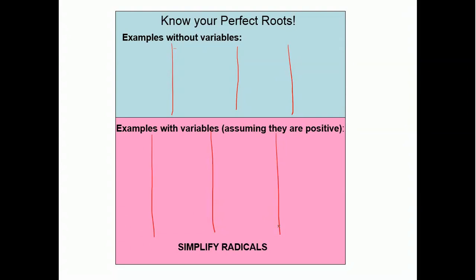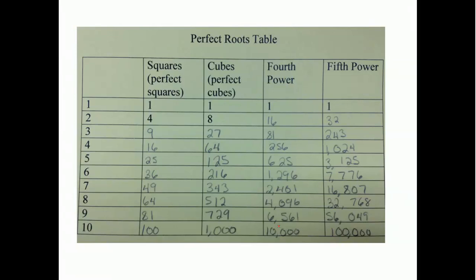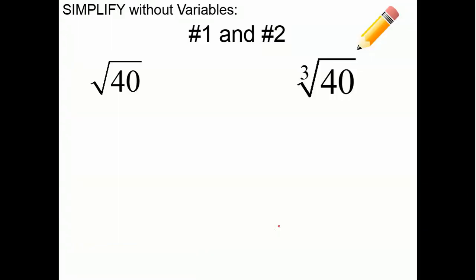So give yourself enough room, just so you're aware of how many you're going to do on the top and the bottom. Have that perfect roots table handy. If you're not, I'll wait. Have that on your hands because you're going to need it today. So on the top of your foldable, you're going to put examples without variables, okay? And then your 4 spots are going to be these next 4 problems.